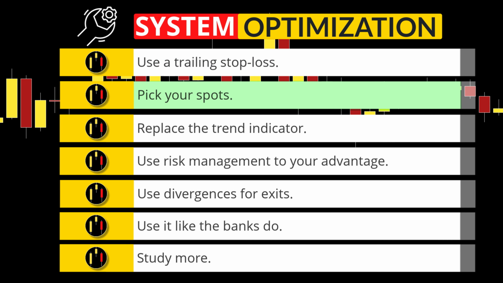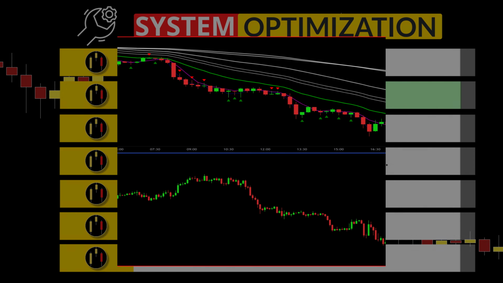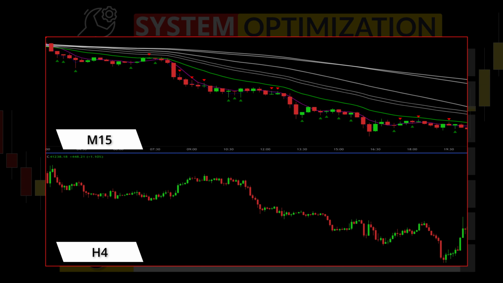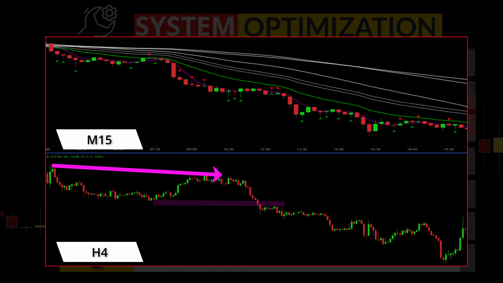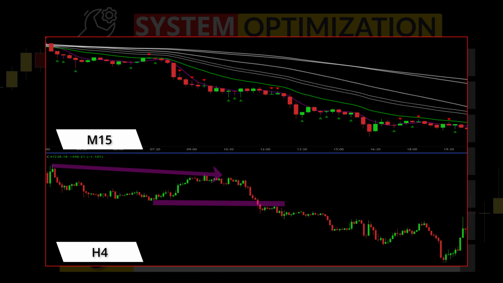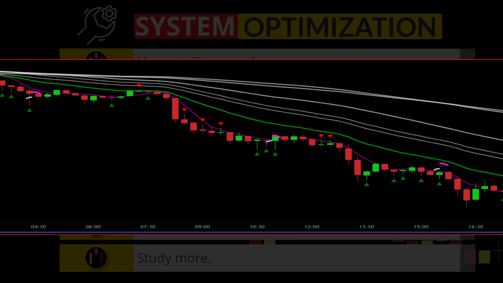Second, identifying the higher time frame trend can be key to the success of this system. Here we can see a 4-hour chart at the bottom and a 15-minute chart on top. On the 4-hour chart, we see a lower high, then a break of clear support, which is when we zoom in on the top chart and take all of those juicy setups.